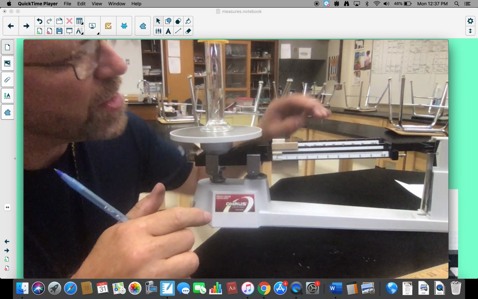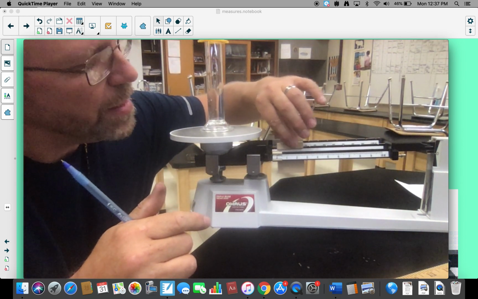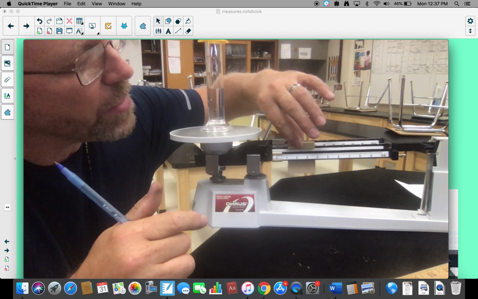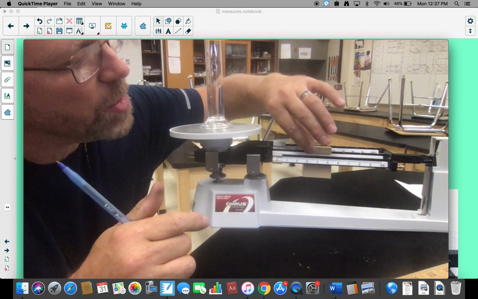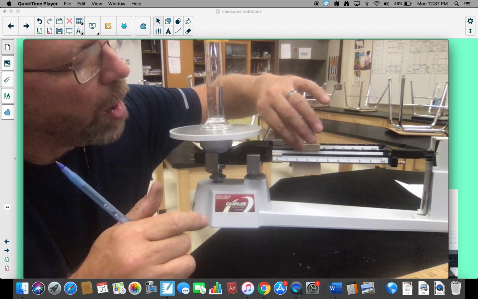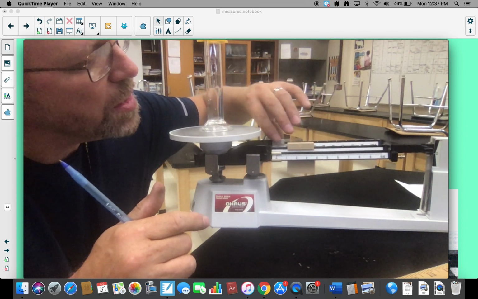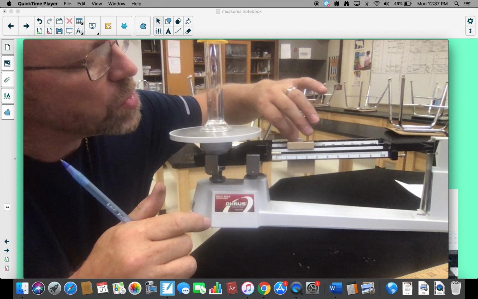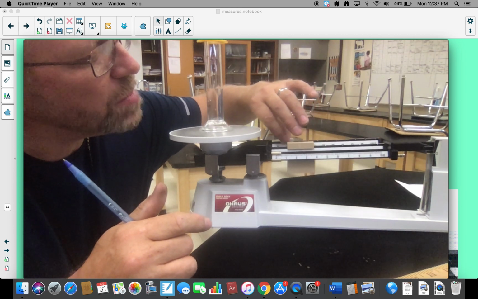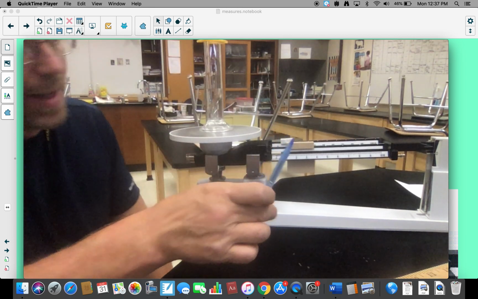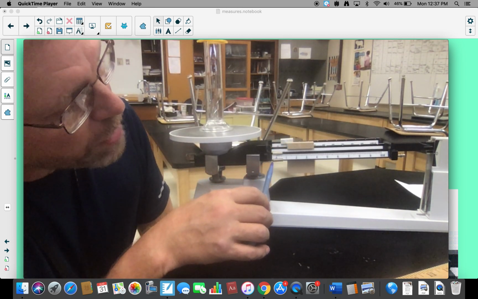Put an object on the balance. And we start with the heaviest mass, which is the 100. So that's at least 100 grams. 200 grams, 200 is too much, we go back. Always keep it inside the grooves. 10, 20, 20 is too much. Now we use a pen, and we use the slider with a pen.